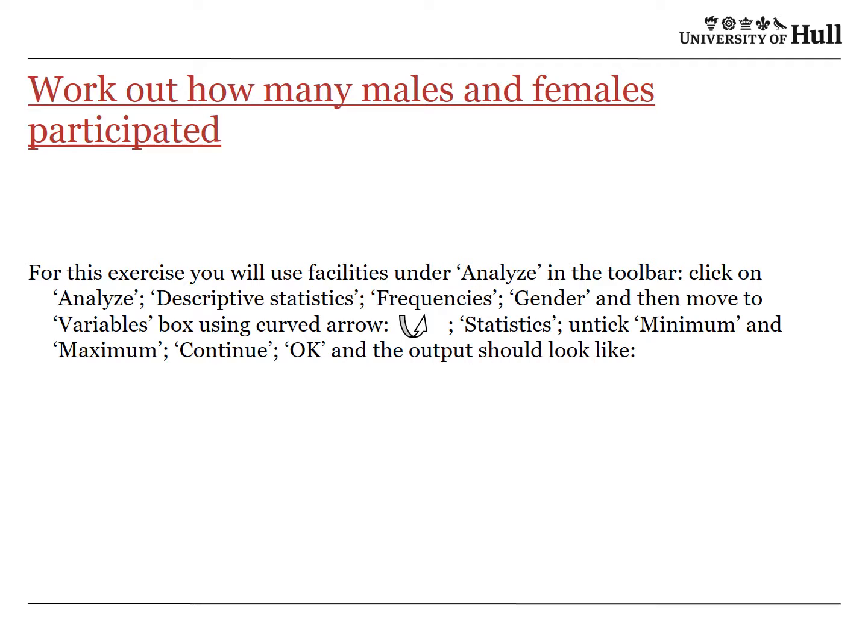So first of all, we're going to work out how many males and females participated. I'm going to read out what you've got to do. I'll show you what the answer is, and then we'll go through it step by step. So for this exercise, you will use the facilities under Analyse in the toolbar. You click on Analyse, then on Descriptive Statistics, then on Frequencies, then on Gender, and then move Gender to the Variables box using the curved arrow. Then tick Statistics and untick Minimum and Maximum. Continue, and then OK. And the output should look like the next slide.